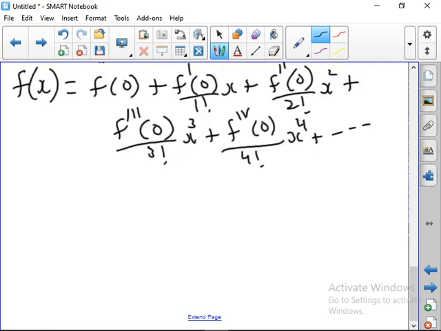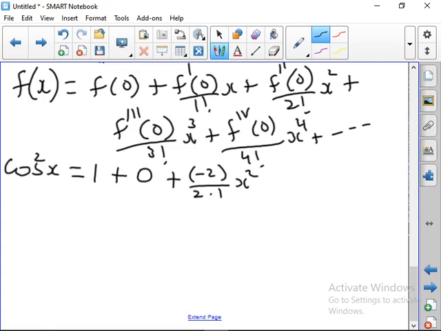So now we will write. What is f of x? Cos square x. So cos square x is equal to f of 0 is 1 plus f dash of 0 is 0 plus f double dash of 0 is minus 2, so minus 2 by 2 factorial, 2 factorial is 2 into 1, into x square. Then f triple dash of 0 is 0, plus f4 of 0 is 8, therefore 8 by 4 factorial, 4 into 3 into 2 into 1, into x power 4 plus etc.